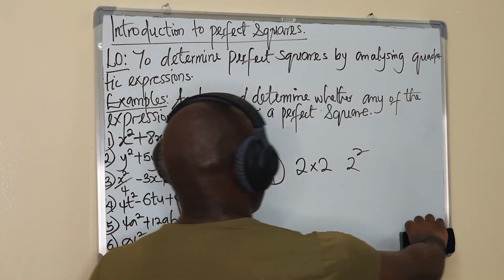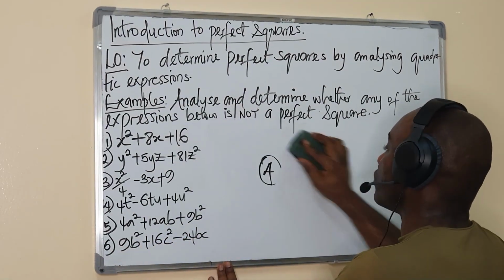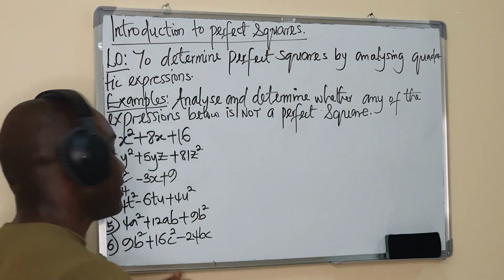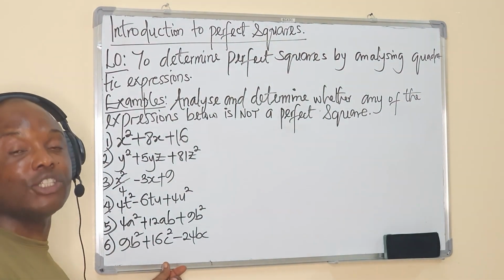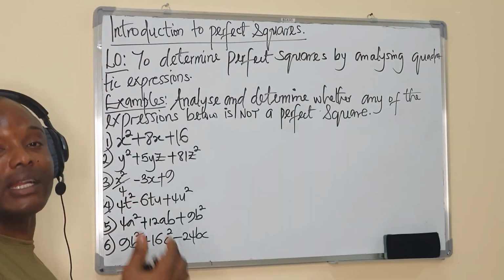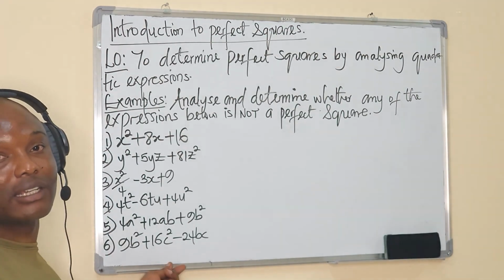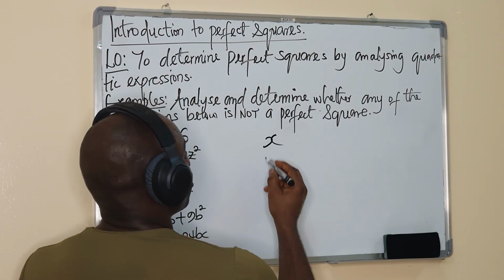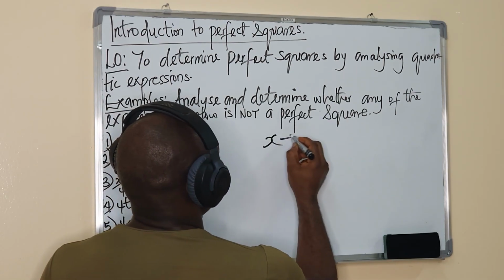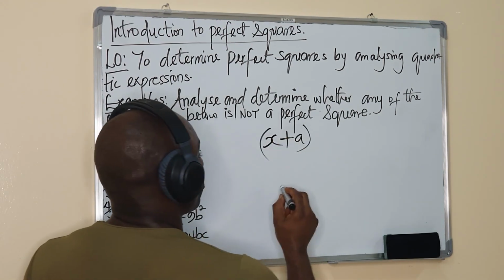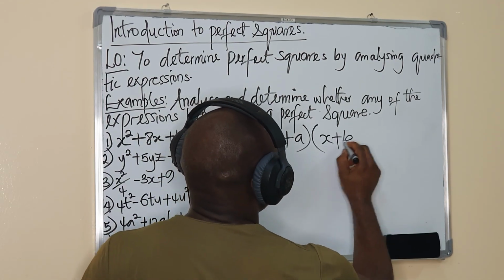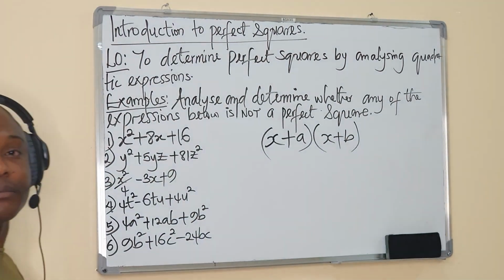Remember that in our last class, when we discussed quadratic expressions, we showed that when a quadratic expression is factorized, it usually ends up with two answers in two different brackets. Like this. When you solve a quadratic expression, you might end up with answers such as x plus a in one bracket and in another bracket x plus b. Let's use this as an example.